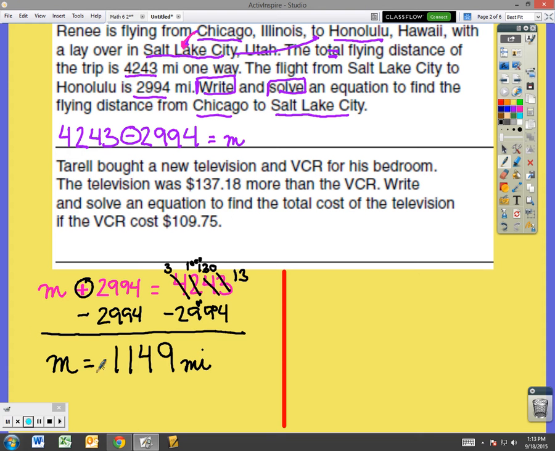Now, let's say I don't feel comfortable with my answer. I can always substitute it back in to check. So the check would be 1,149 plus 2,994. We go 9 plus 4 is 13. Regroup. We have 10, 40 plus 90 is 130 plus 1 is 140. So we put the 4 here in the tens place. 9, 10, let's see, 9, 10, 11, right? Oh, there's a mistake right there. What do we got here? What did we do wrong?